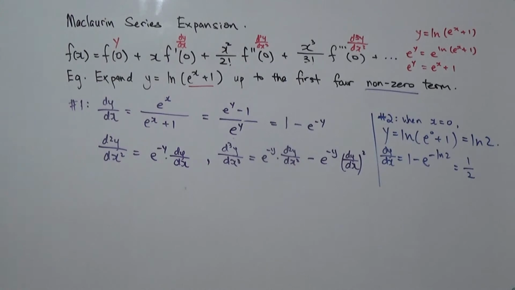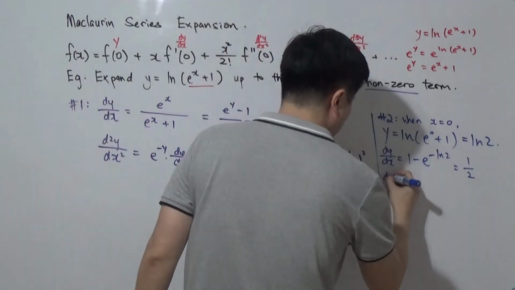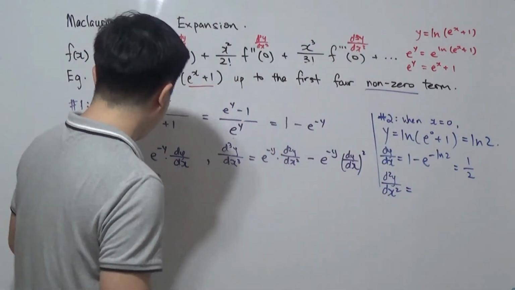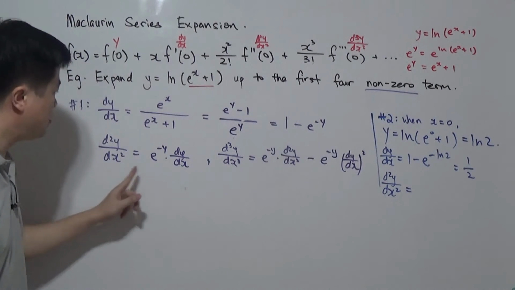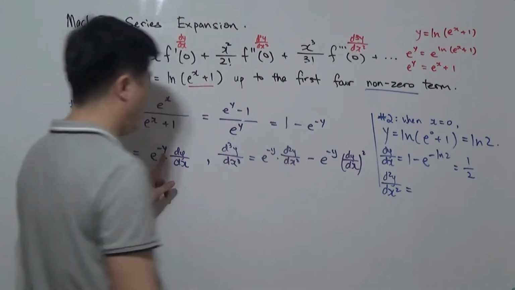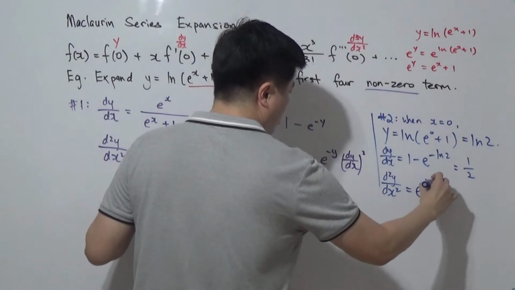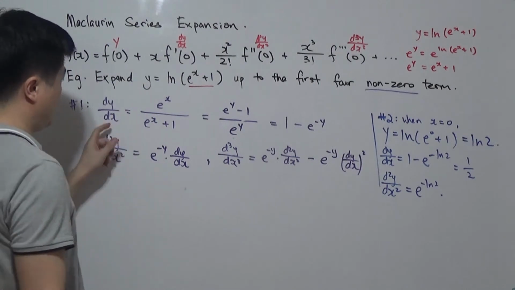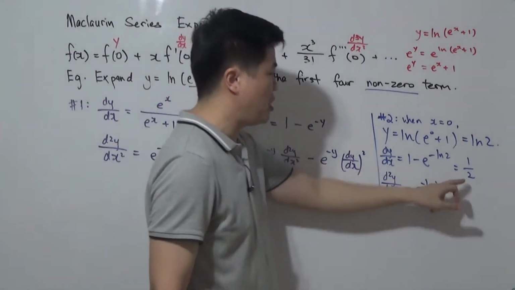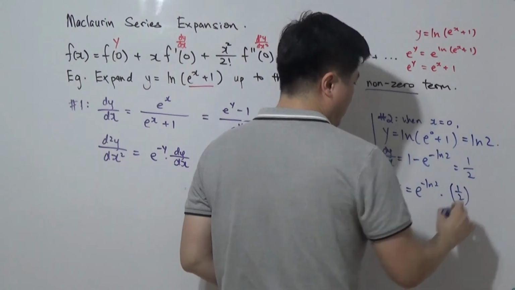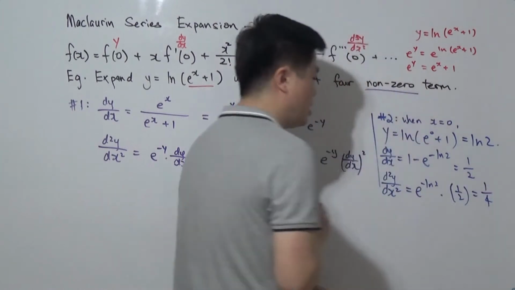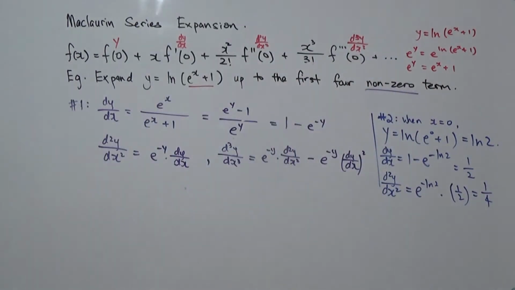Now, next up, let's figure out what's d2y/dx squared. That is the guy over here. So again, we're going to figure out what is e to the minus y. That will be e to the minus ln 2. Then we multiply it by the value we have in the previous one, which is dy/dx. We had dy/dx equals half when x equals 0, so that will be multiplying it by half. Again, you can press the calculator for this, and then you will have 1/4 in this case. Let's double check that again. Yeah, it's 1/4.